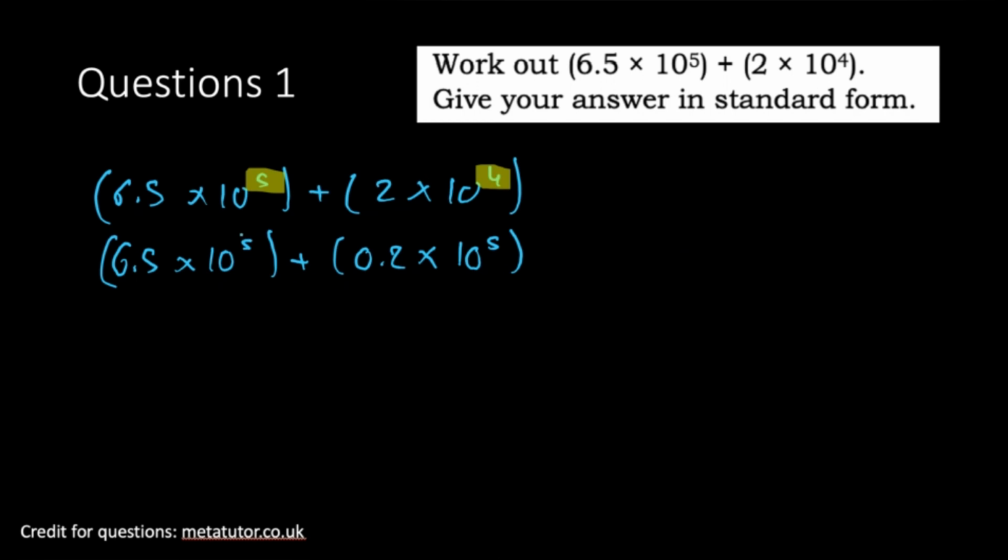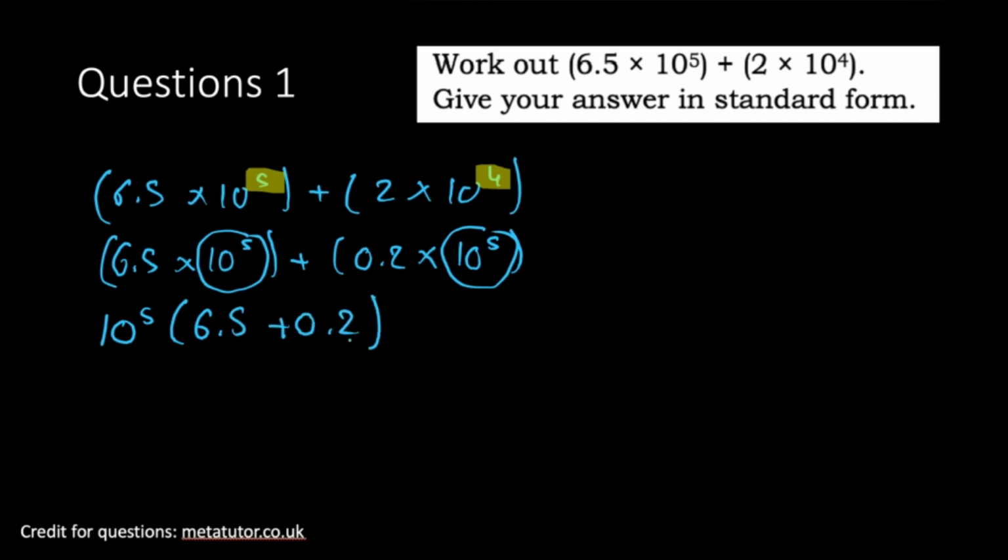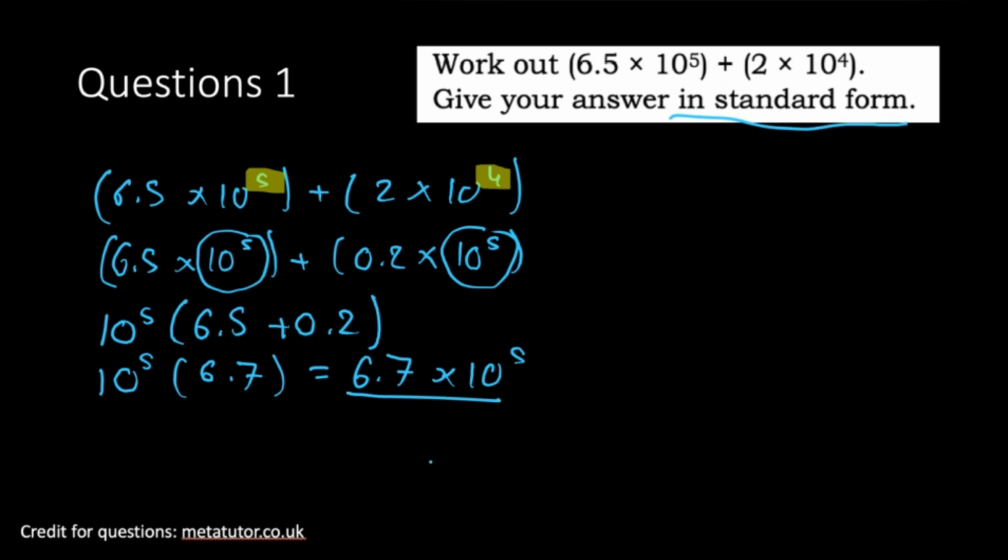So now that you've done this, you have a common factor, which is 10 to the power of 5. So you take the common factor out of both of the brackets, and this would give you 6.5 plus 0.2, all in the brackets, times 10 to the power of 5. So then you finish off the brackets. So 6.5 plus 0.2 is 6.7. And this would be 6.7 times 10 to the power of 5. Now the question is asking you to do it in standard form, and the answer that we got is in standard form, so this would be correct.